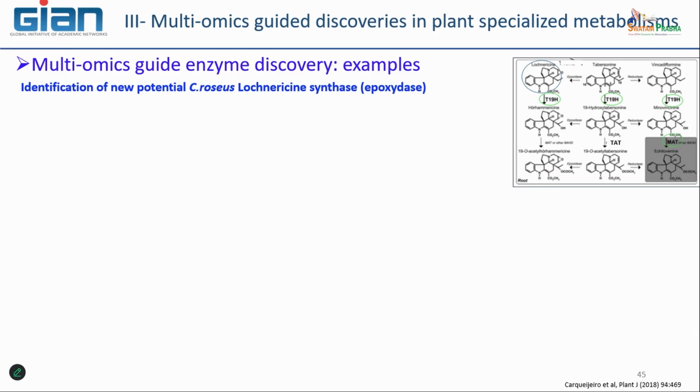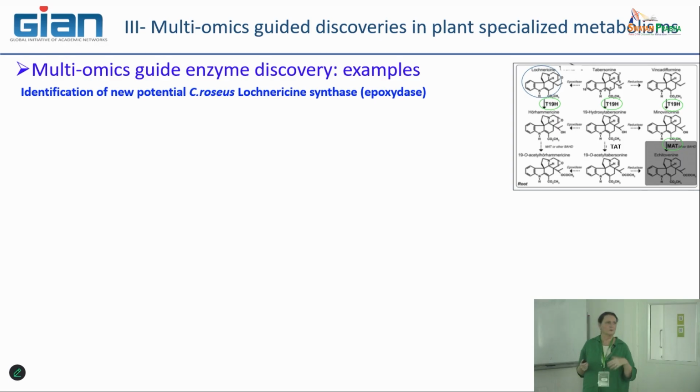But in this same metabolic pathway, there also remains a specific step that was interesting to decipher completely, it is the transformation of tabersonine into lochnericine. I showed you at the beginning. The activity that occurs at this moment is an epoxidation. So we are looking for a specific enzyme that has epoxidase activity. So we have done exactly the same workflow.